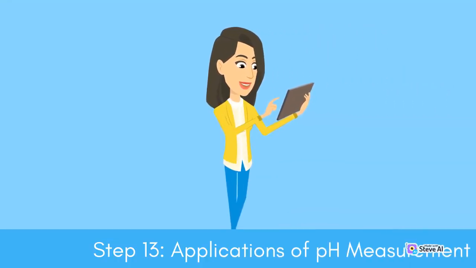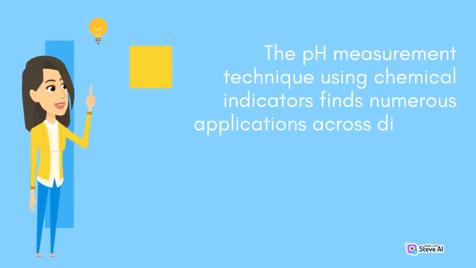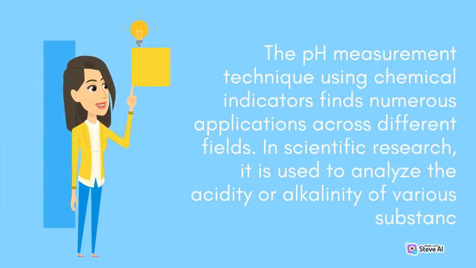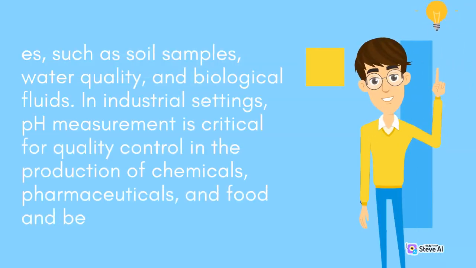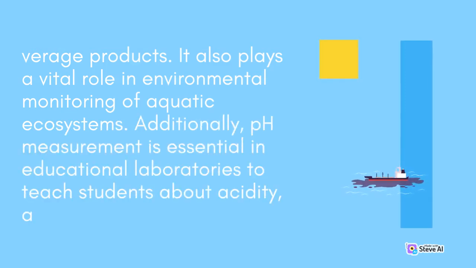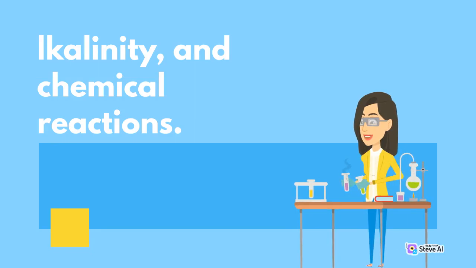Step 13. Applications of pH measurement. The pH measurement technique using chemical indicators finds numerous applications across different fields. In scientific research, it is used to analyze the acidity or alkalinity of various substances, such as soil samples, water quality, and biological fluids. In industrial settings, pH measurement is critical for quality control in the production of chemicals, pharmaceuticals, and food and beverage products. It also plays a vital role in environmental monitoring of aquatic ecosystems. Additionally, pH measurement is essential in educational laboratories to teach students about acidity, alkalinity, and chemical reactions.